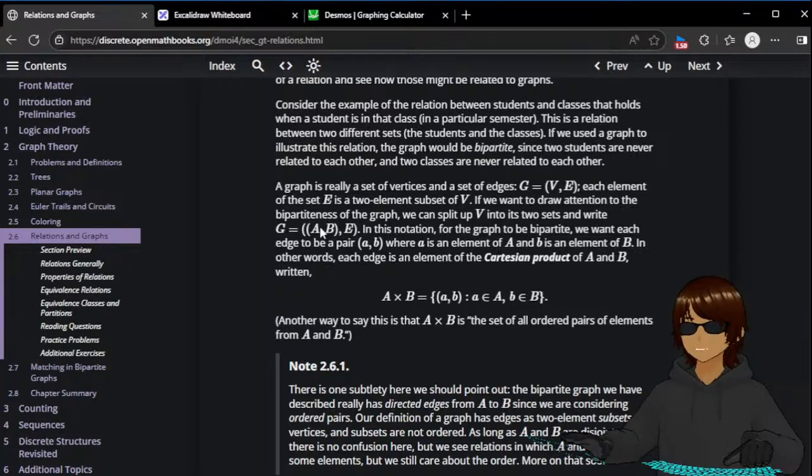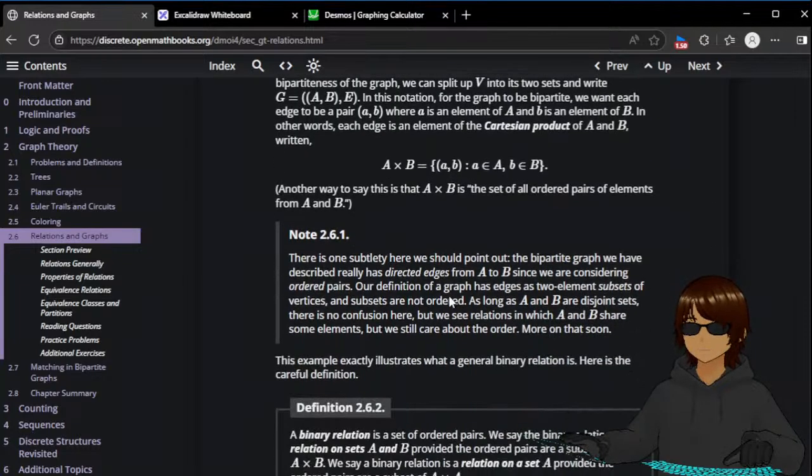(a, b) is an ordered pair. Why does it need to be ordered? Can it not be a set? Shouldn't it be a set, because (a, b) and (b, a), the relation is like the same, right? The order shouldn't matter. Another way to say this is the set of all ordered pairs of elements from A and B. So the Cartesian product A × B, set A and set B, gives ordered pairs.